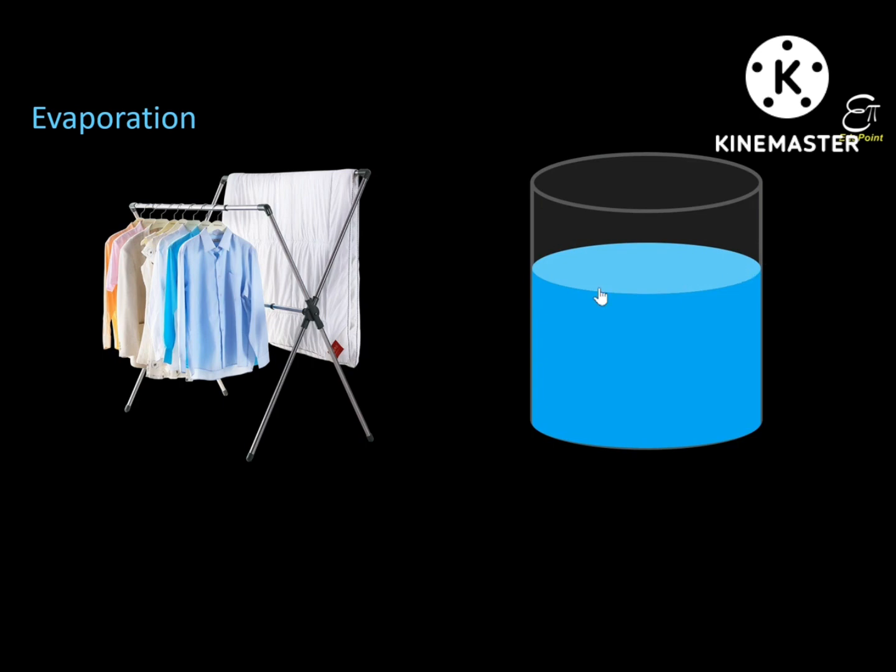If you take the example of a beaker which contains water, here the water amount decreases as most of the water gets converted into vapor form. The particles which are present inside the water will evaporate and convert into vapor form. This will decrease the amount of water, and similarly the amount of water is decreased in clothes, and hence we can dry our clothes.